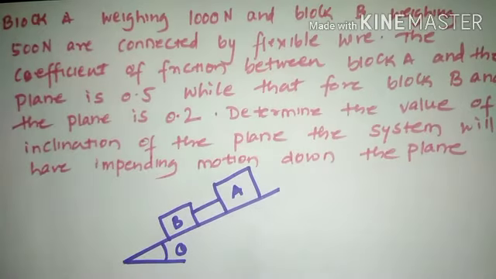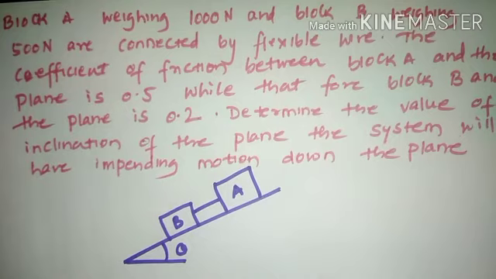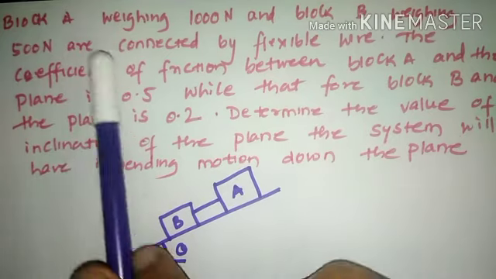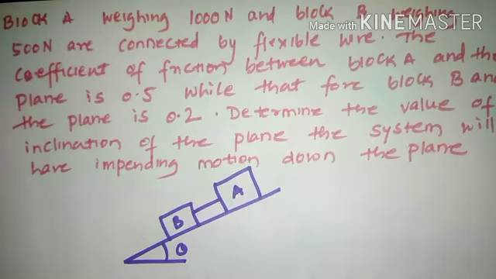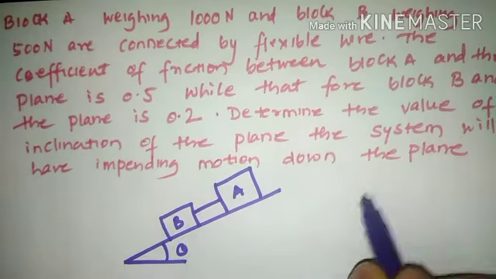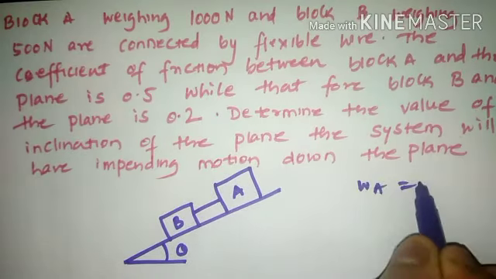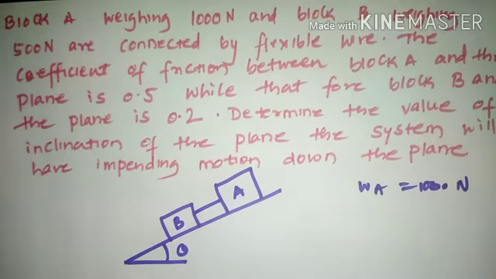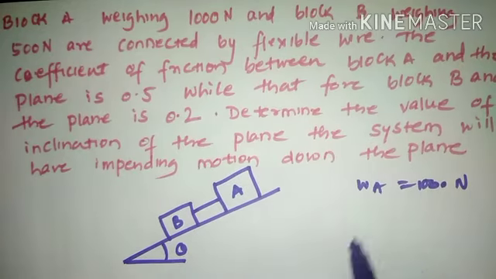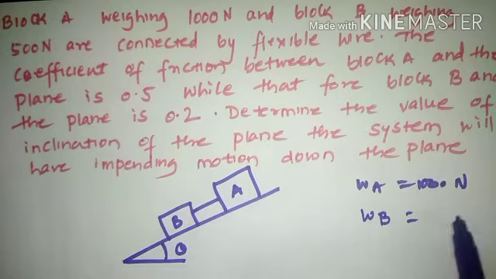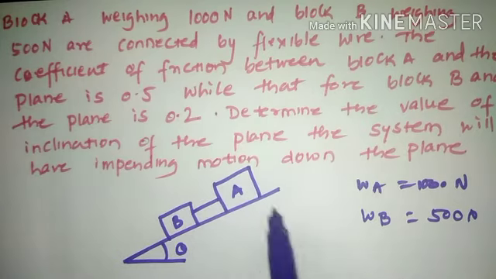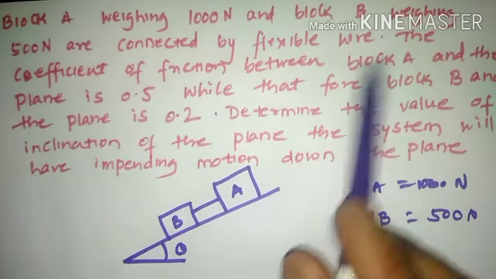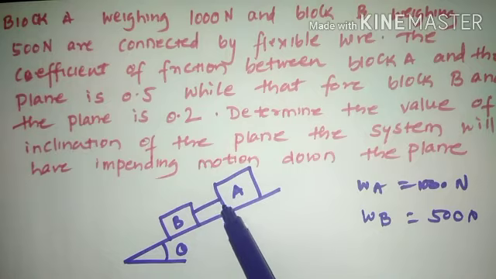So we'll read out the statement of the problem and then proceed to the solution. The statement of the problem goes like this. Block A weighs 1000 Newton. So weight of block A is 1000 Newton, and weight of block B is 500 Newton. So this is block B of weight 500 Newton, block A of weight 1000 Newton, connected by a flexible wire. So both are connected by a flexible wire.